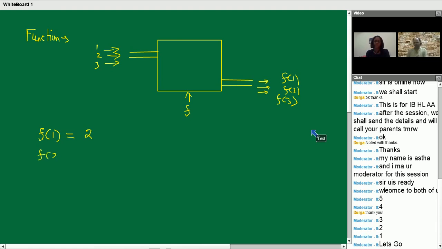And f of 2, can it be considered as 2 as well? No. Okay, it's not. What about f of 3? We can't consider 2? Actually, technically, every input has a unique output, but one output can have many inputs, right? Okay, I got your point.